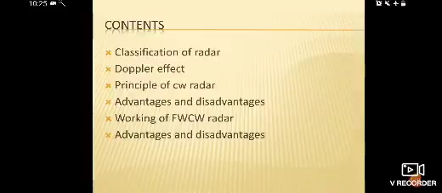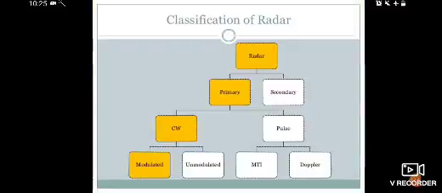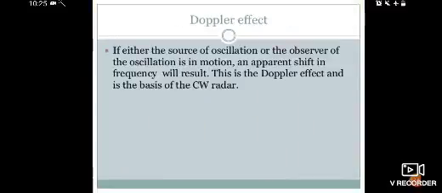The next one is the Doppler effect. What is the Doppler effect? It is a difference of frequency: if either the source of oscillation or the observer of the oscillation is in motion, an apparent shift in frequency will result. That frequency is called the Doppler frequency, and the process involved is called the Doppler effect. We consider it because it is mainly used in the CW radar, sometimes called the CW Doppler effect radar.